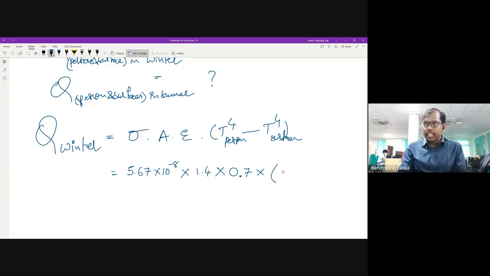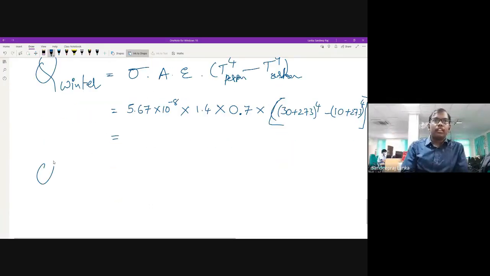And this 30 degrees centigrade, I have to convert into Kelvin. 30 plus 273 whole to the power 4 minus the temperature of the surfaces in winter, it is given as 10 in the question. 10 plus 273 to the power 4, and then close the bracket here. Then this is the bracket. Now, what is this value? Somebody please calculate and tell me.